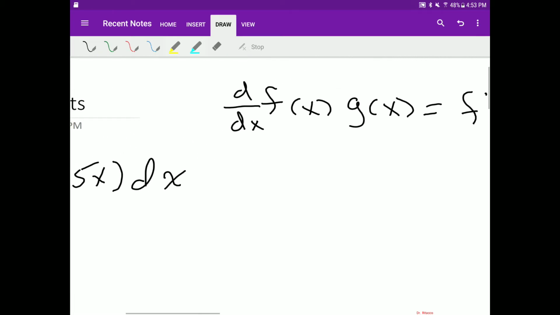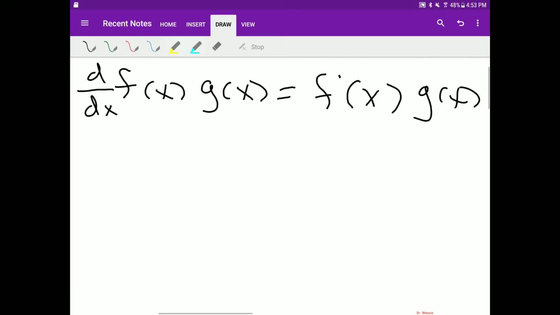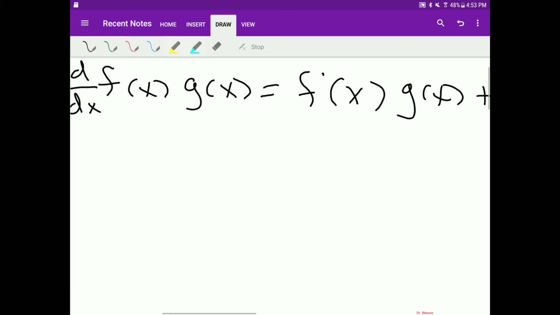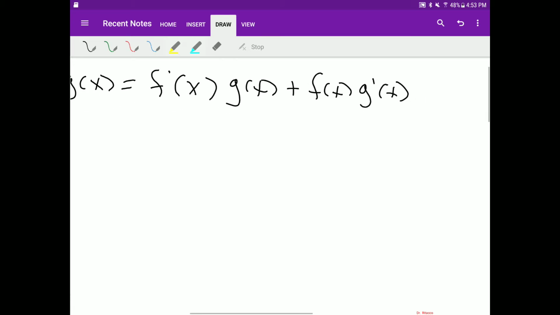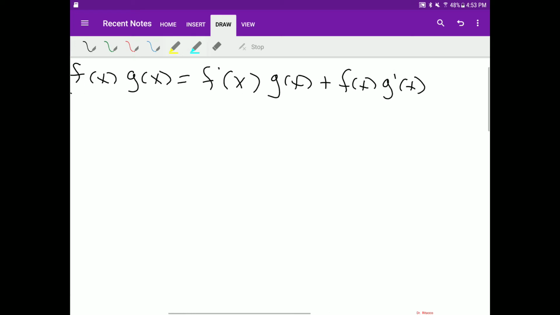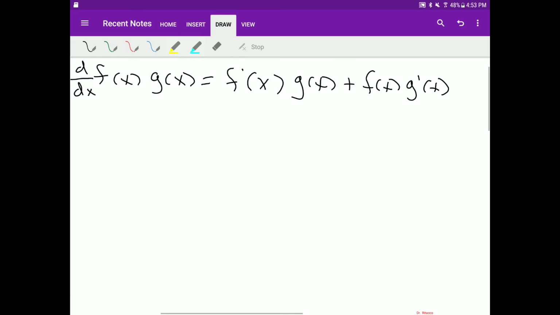All right, so here's the product rule. The derivative of f of x g of x, so the derivative of a product, is f prime x g of x plus f of x g prime x. So the derivative of the first function times the second function plus the second function times the derivative of the first function.